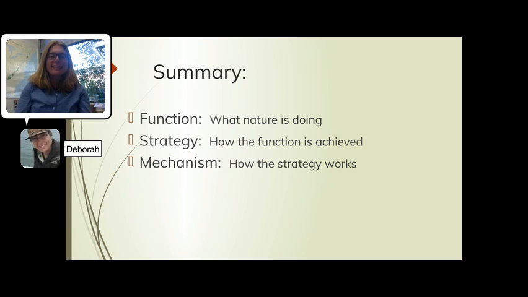Okay, let's summarize. We said that a biological function is what nature's doing, and a biological strategy is generally how the function is achieved. And then the biological mechanism requires some deeper digging into the research. It describes how the strategy works.